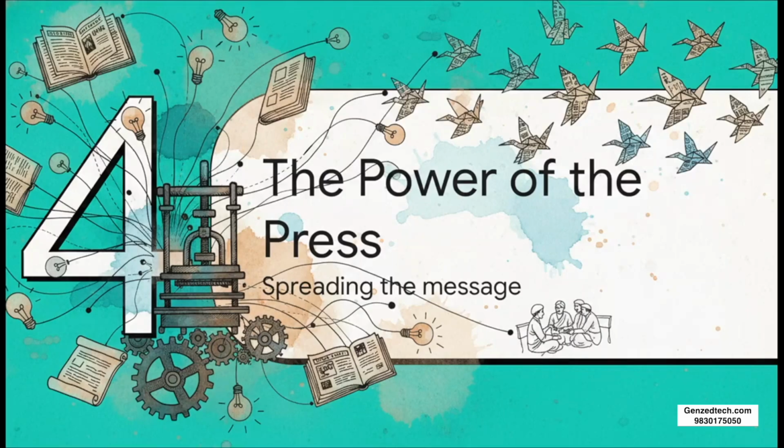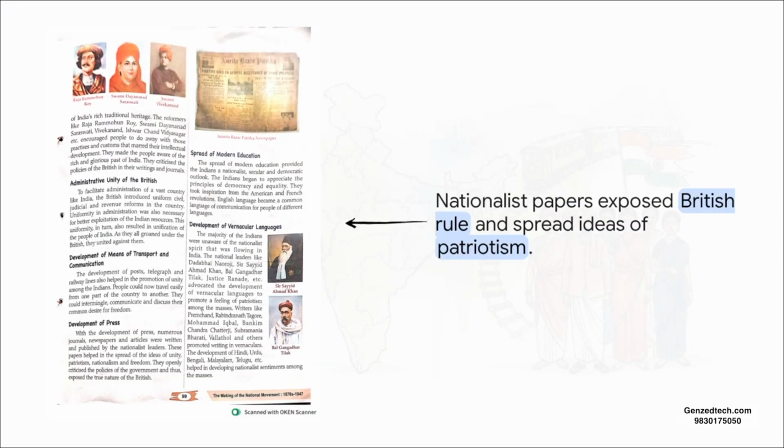So people are connected, and they've got these new, exciting ideas. Now what? How do you get the word out? How do you spread the message? Well, that's where the power of the press comes in. This is when newspapers like the Amrita Bazar Patrika just exploded onto the scene. They became the voice of this new nationalist movement. They were fearless. They called out government policies, they exposed the economic damage being done, and they spread these ideas of patriotism and unity to thousands and thousands of readers.